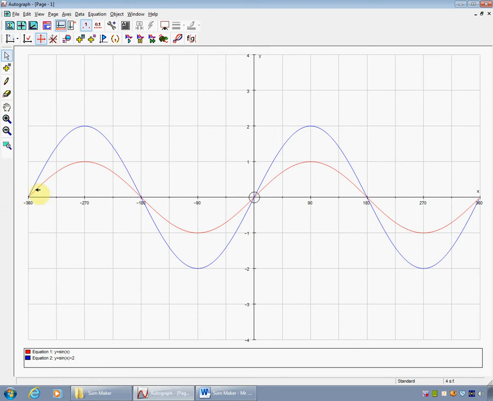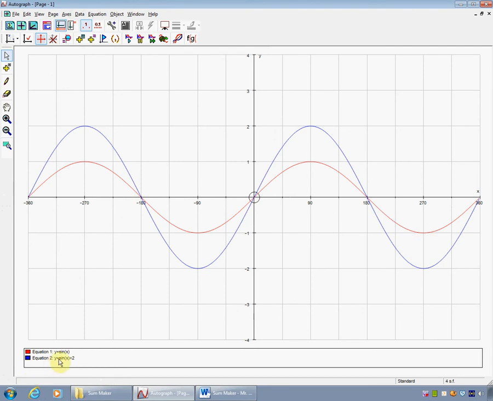But what actually happens is it's been stretched, it's been made bigger, and it's been made bigger in the y direction, as I mentioned earlier. If it happens outside of our brackets, it affects the y. And when I times something by 2, I'd expect that something to get bigger, because I'm doubling it. And that's what's happened here. Where originally it went all the way up to 1, it now goes up to 2. And where originally it went down to minus 1, it now goes down to minus 2.